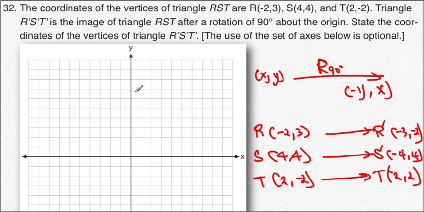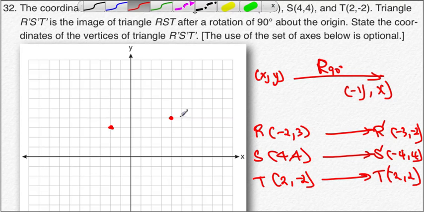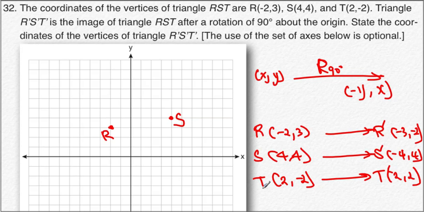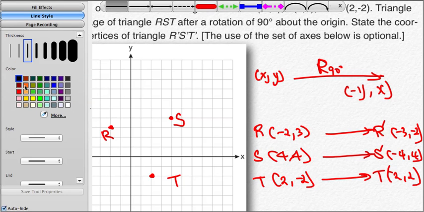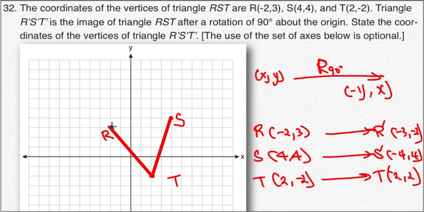So let us try to just plot them and then let you see what's happening. R was negative 2 comma 3. S was equal to 4 comma 4. And T was 2 comma negative 2 originally. So we are looking at a triangle that would have looked something like this.